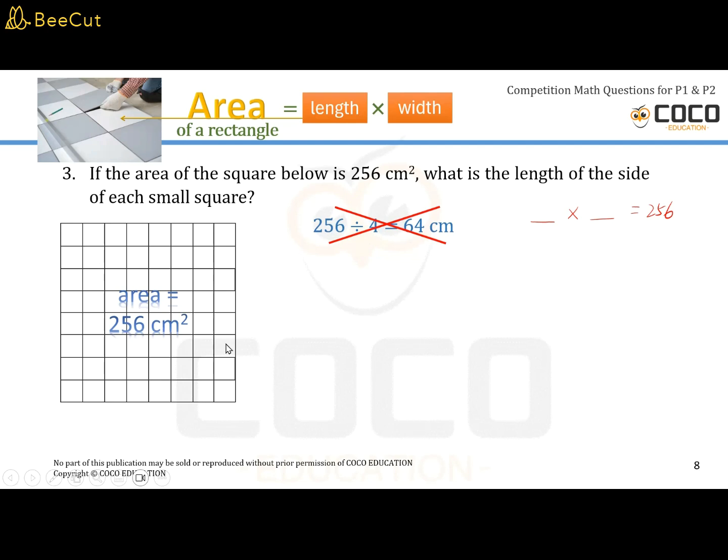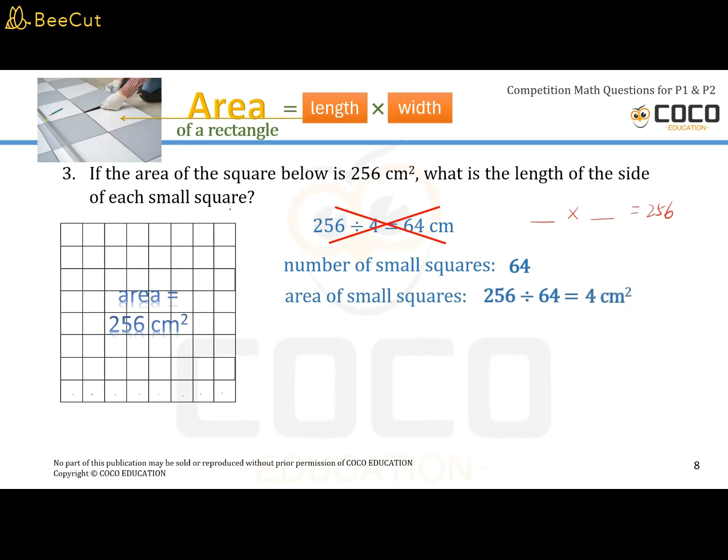By observation, you know that the big square is made by all same small squares. So how many small squares there? You can count. There are 1, 2, 3, 4, 5, 6, 7, 8. So there's also 8. So 8 times 8, there are 64 small squares. 64 small squares cover an area of 256. So we can find each small square cover an area of 256 divided by 64, which is 4 centimeters square. So we know each small square is 4 centimeters square.